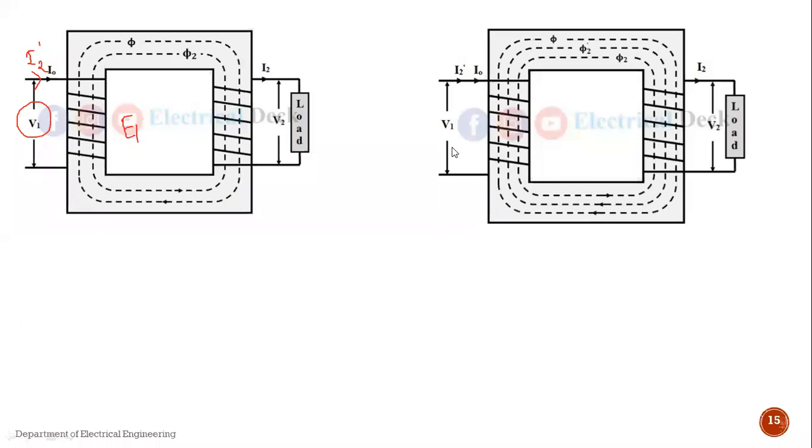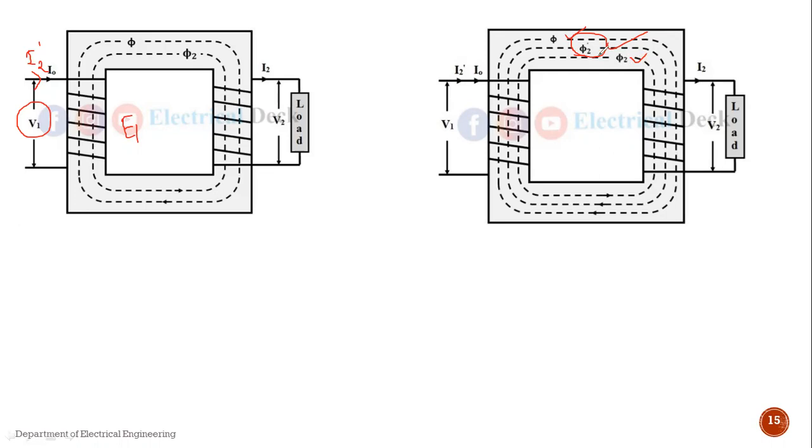Now when I2 dash flows through the primary winding, primary winding मधून ज्यावेळेस I2 dash flow होईल, due to that current it will produce a flux in the iron core. This flux is represented by phi 2 dash, and this produced flux is in the same direction as the main flux, while phi 2 is in the opposite direction. The additional amount of current is the same as that of I2.